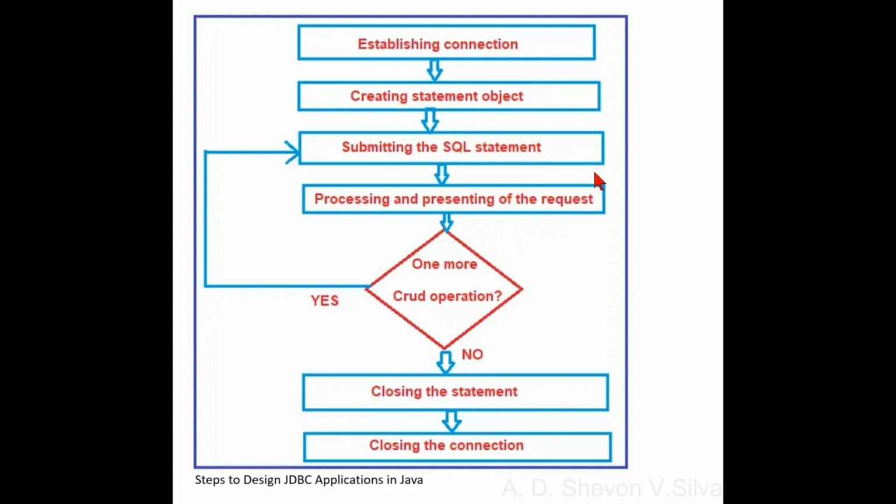Submitting the SQL statement. Now it is time to process the result by executing the query. The java.sql.Statement object has two important methods to submit SQL statements to the DBMS. 1, executeUpdate(String DML). The executeUpdate method of the Statement interface is used to execute queries for updating or inserting. This method is used to submit DML, insert, update or delete SQL statements.